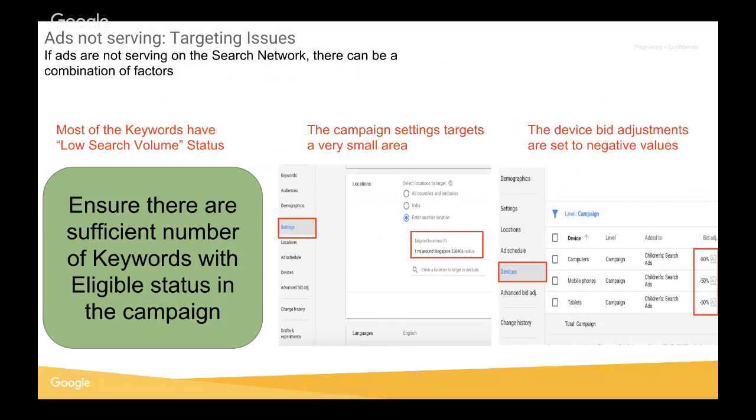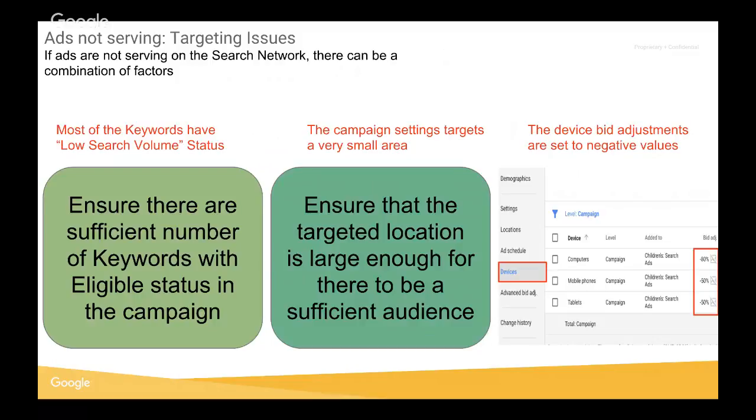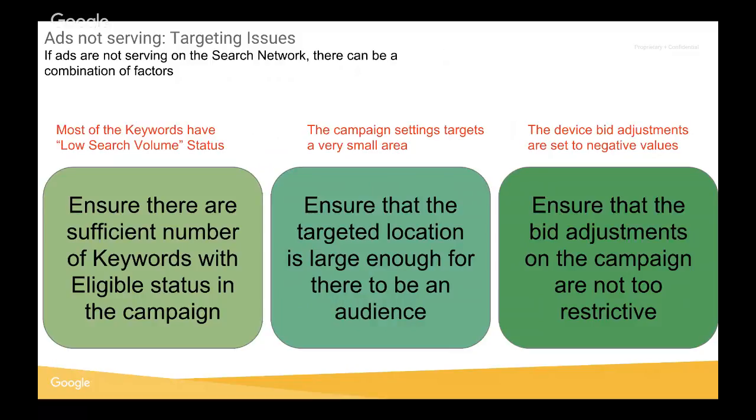Ensure that you have a sufficient number of keywords with eligible status in the campaign. The targeted location should be large enough for there to be a big enough audience. And if you're doing bid adjustments, don't make it too restrictive. If you do negative bid adjustments, don't go too close to minus 100%. Minus 100% means not serving at all. But if you're hovering on minus 80, minus 70, that's still pretty high, and it might not serve ads.